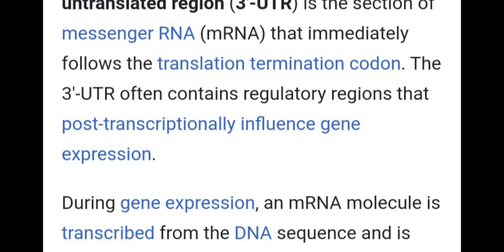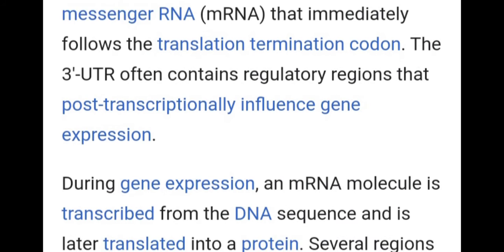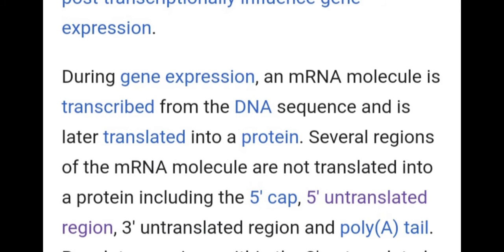One of them is your CPE element that I have shown, as found in Xenopus laevis. So the 3' UTR often contains regulatory regions where some regulatory proteins bind, and it influences the post-transcriptional expression of a gene. During gene expression, an mRNA molecule has to be transcribed from a DNA sequence, and it is later translated into protein, that you know from the beginning.